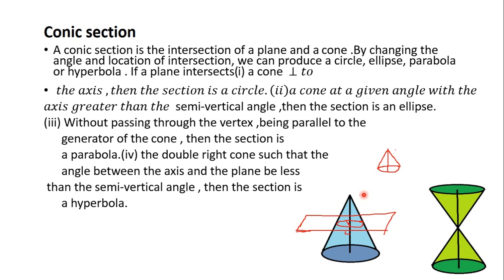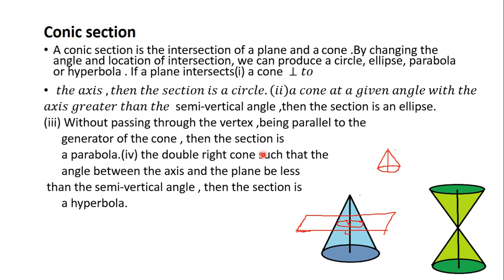So if the plane cuts in such a way that it is parallel to the generator, then the conic section formed is the parabola. The prefix para appears in parallel and also in parabola, so in that way also we can remember. If the plane is parallel to this generator, at that time a parabola is formed.